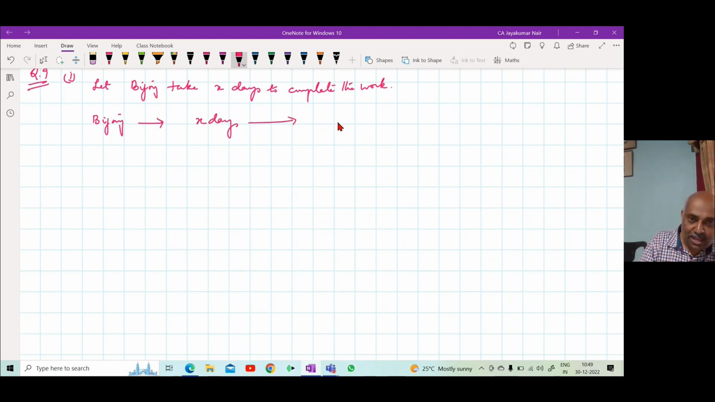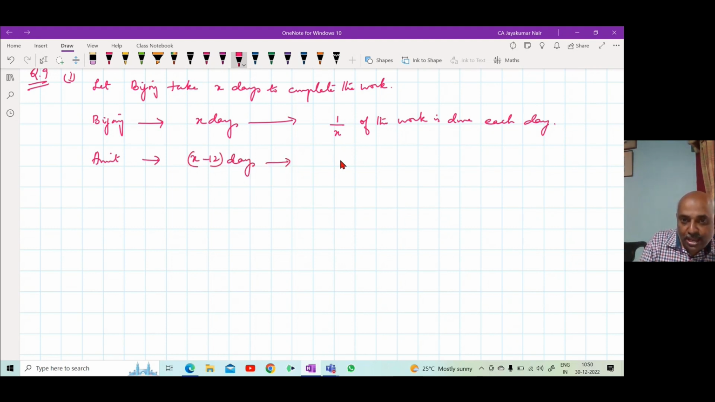Therefore, each day Bijoy will complete 1 over X of the work. 1 over X of the work is done each day. This you have learnt, you have done it in lower classes, time and work. Now, what about Amit? They say Amit takes 12 days less. So that means X minus 12 days he takes. So each day, how much work will he complete? It'll be 1 over X minus 12 of the work each day.